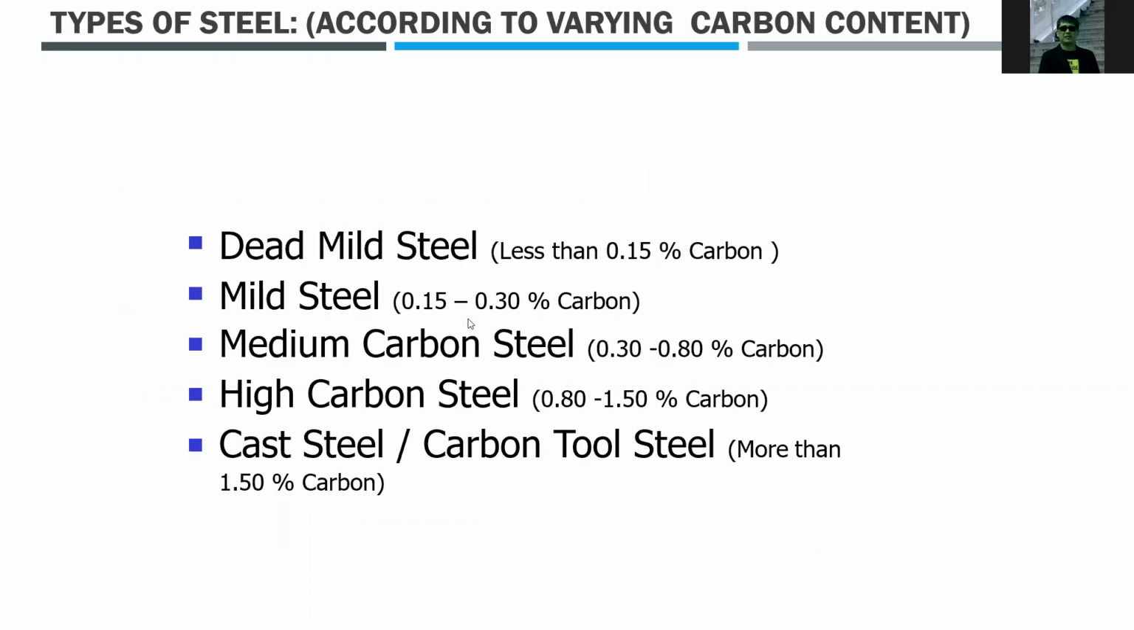Okay, so we have different types of steel: the dead mild steel, the mild steel, the medium carbon steel, the high carbon steel, and the cast steel. So the dead mild is less than 0.15 carbon. The mild steel is about 0.15 to 0.30 carbon. The medium carbon is 0.30 to 0.80 carbon, and the high carbon is about 0.80 to 1.5% carbon. So the cast steel or the tool steel is more than 1.5% carbon.